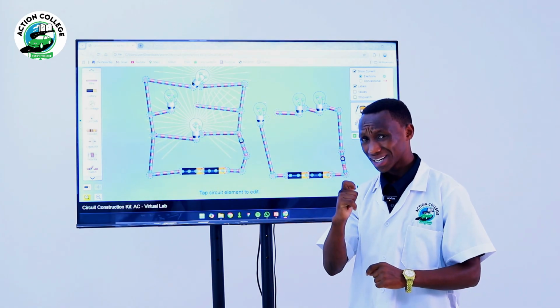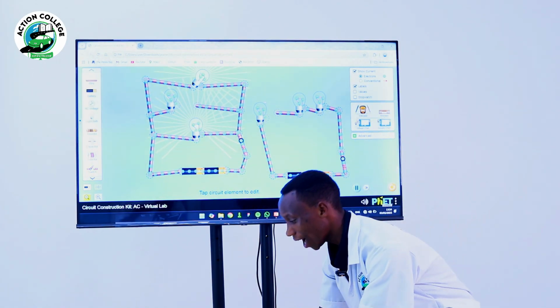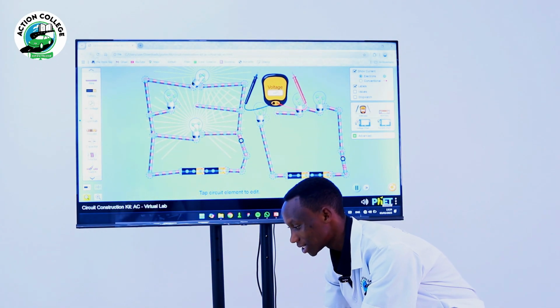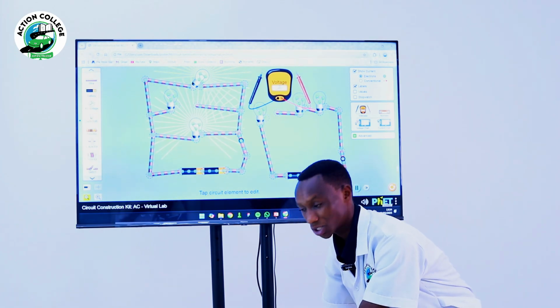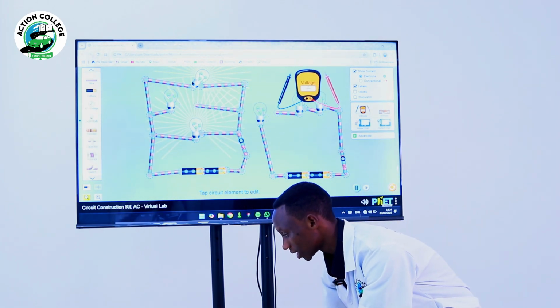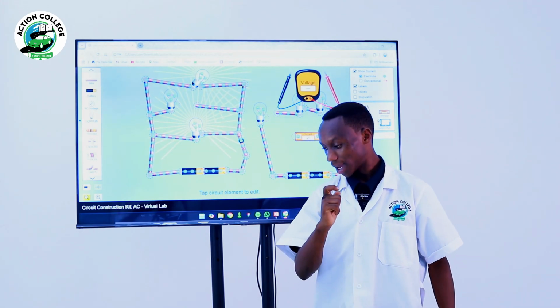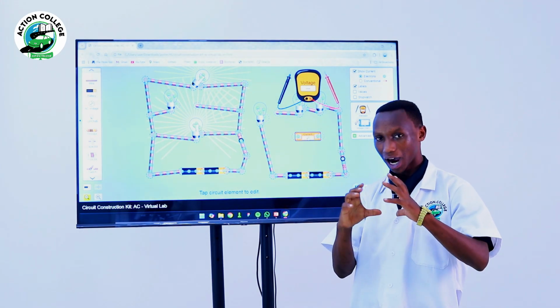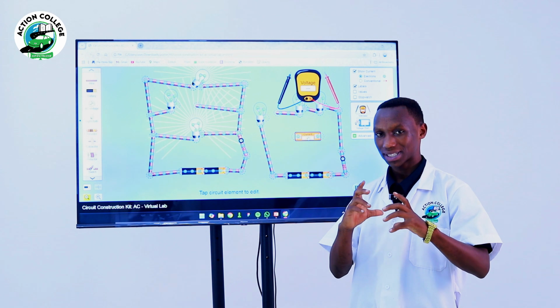So for the next video, we will be dealing with how this voltmeter, an instrument used to measure voltage, works, and also the ammeter, the instrument used to measure current. We will see how those instruments work.